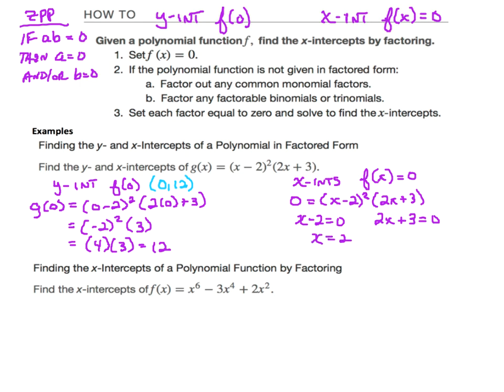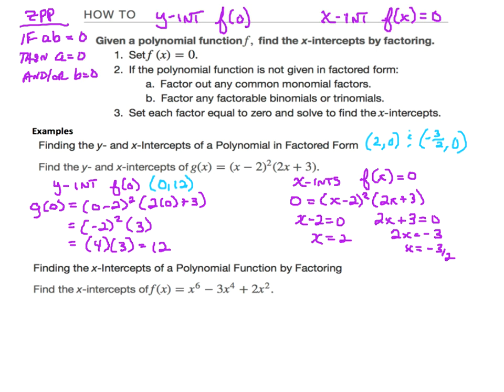So here I add 2 to both sides and get x is 2. Here I subtract 3 and then divide by 2, negative 3 halves. So my x-intercepts are the points (2, 0), and I have another one, (negative 3 halves, 0). So just to prove this to you, I'm going to take you out to the graph and show you.